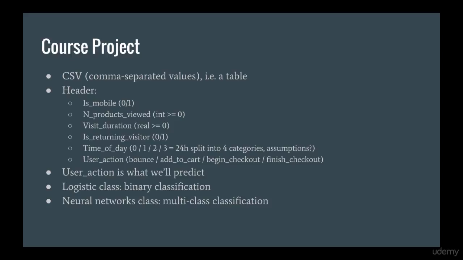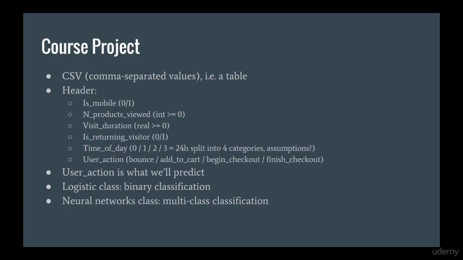The last column is label. We're going to have 4 labels: bounce, add to cart, begin checkout, and finish checkout. Bounce means the user just left your site. Add to cart means the user added to their cart but did not begin the checkout process. Begin checkout means they started the checkout process but never completed it. Finish checkout means they paid and you got a successful order.